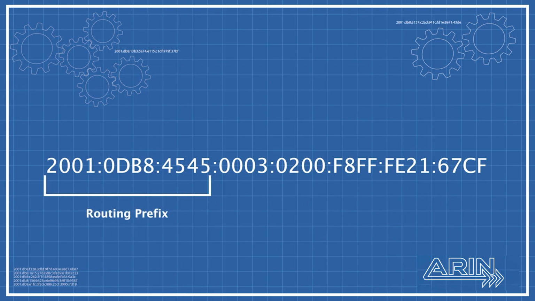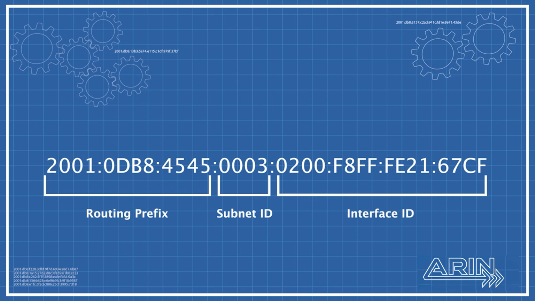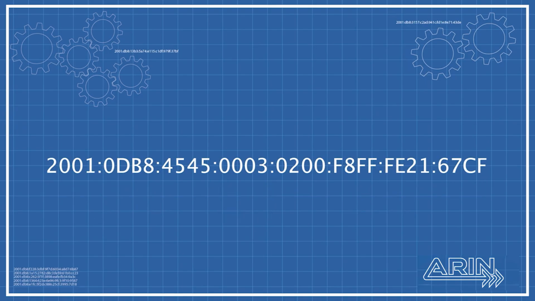Although there are many different possibilities, this idea represents just one possible configuration. In this example, the first part would be the routing prefix, which is assigned to a customer by ARIN or your ISP. The second part indicates the subnet created by the customer at a site. That third part, the interface ID, is the unique identifier for a device connected to the network.